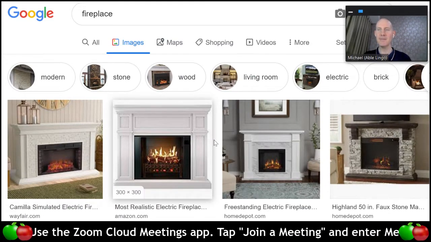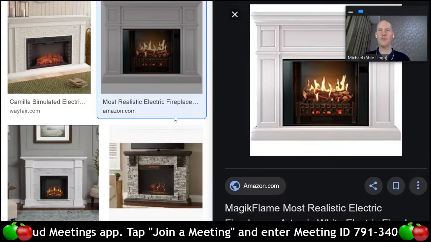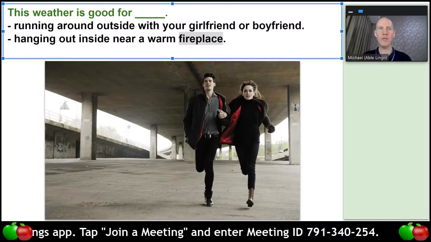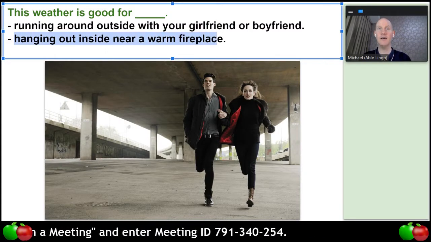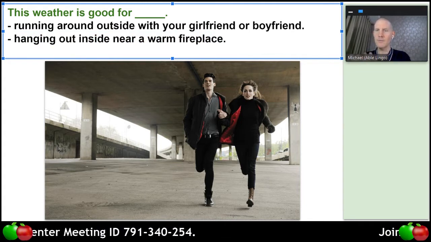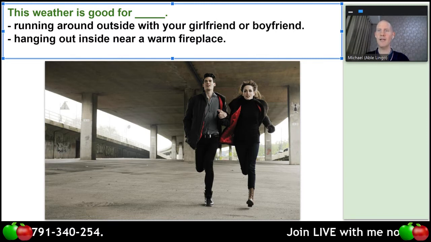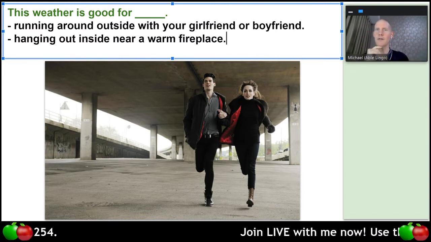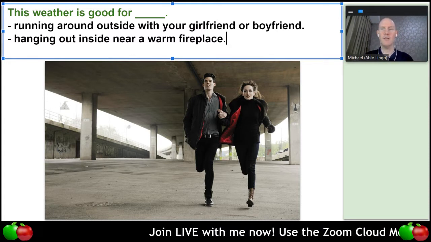That's always fun. All right, so here is a fireplace, right? So the weather in this picture, we could say the weather is good for hanging out inside near a warm fireplace. All right. So in the comments, Leah Huda says the live is going now. So I take it it cut out for a moment. I'm not quite sure what happened, but I'm here, right?